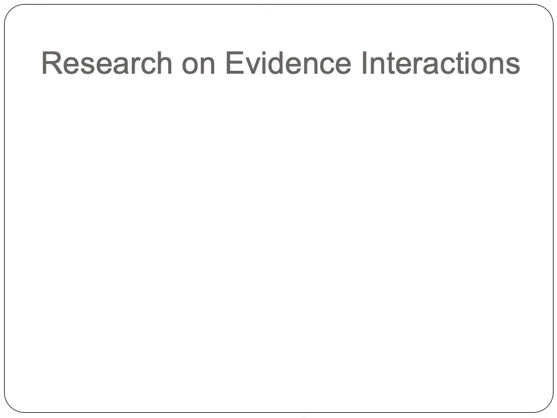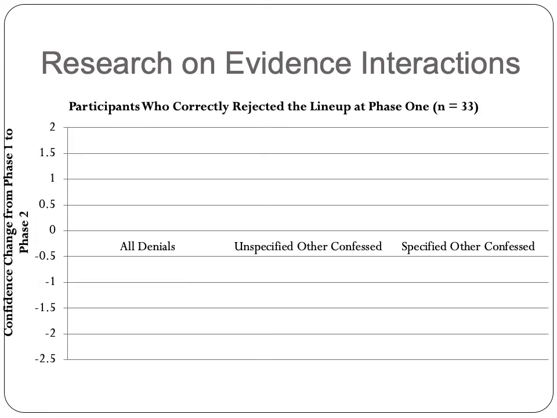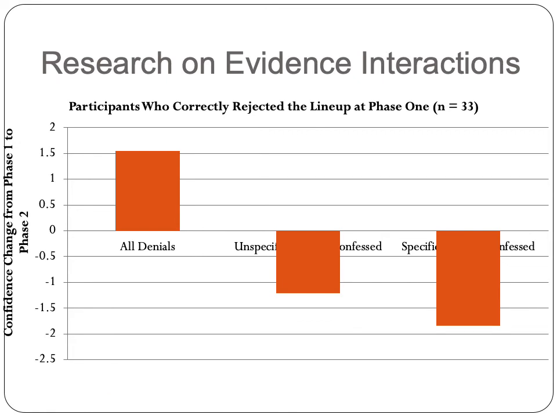And so in their confidence, right, some participants actually correctly rejected the lineup at phase one, right? It was a target absent lineup. So they said, no one here in this lineup is actually the person. For the participants who rejected the lineup at phase one, their confidence change from phase one to phase two when they got other information, either all denials, unspecified other confessed, or specified other confessed, follows that same pattern, right? They're more confident because they say, look, everyone said no, the suspect isn't there. When an unspecified other confessed, they say someone here did confess actually. Their confidence drops, and when they say this is the person who confessed, their confidence disappears, right?